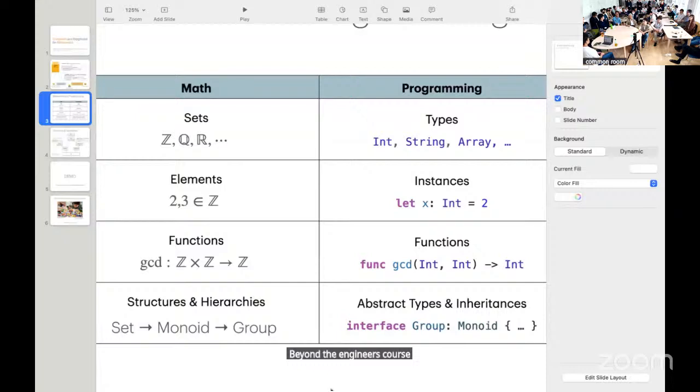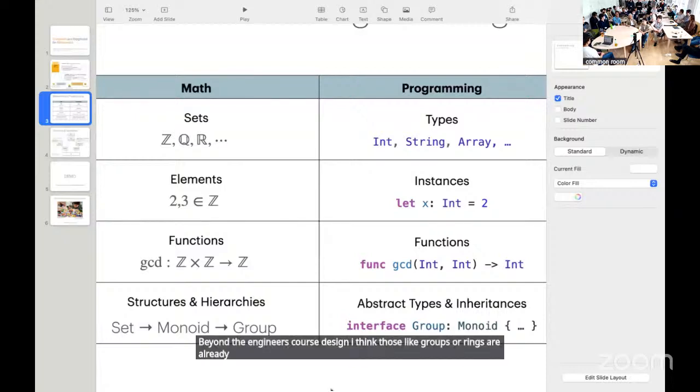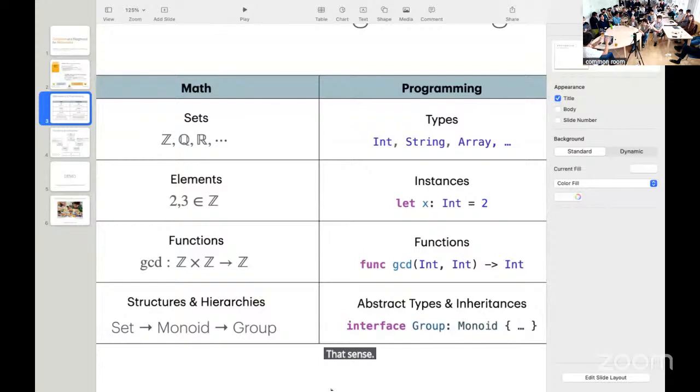I think groups or rings are already designed in programming languages. Yes, for example, we have this programming language called Lean, and I think in principle that language can formalize every mathematical concept. So in that sense, it's already well built enough.